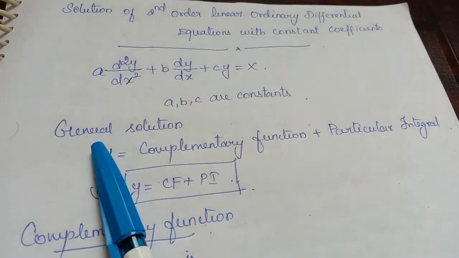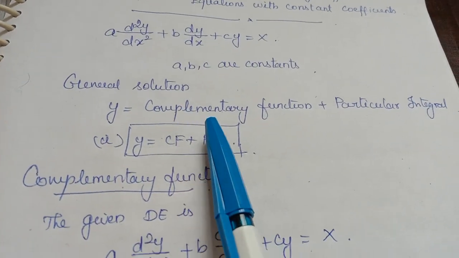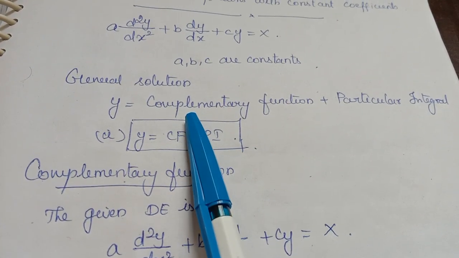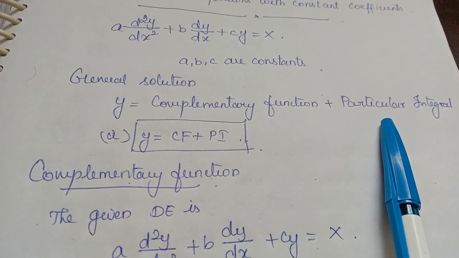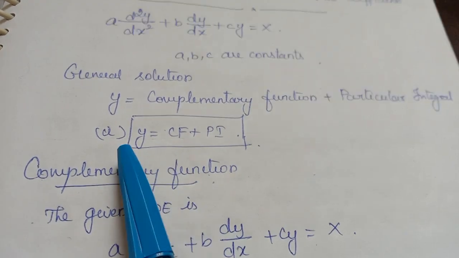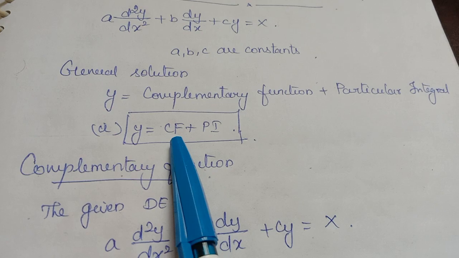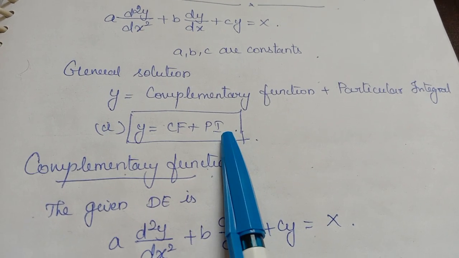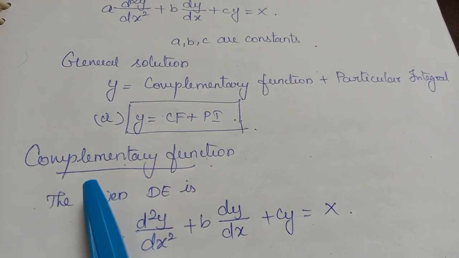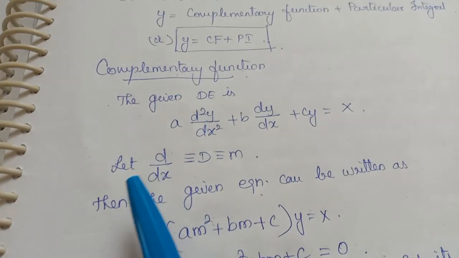Now the general solution for this equation is given by means of two things. One is the complementary function, another one is the particular integral. So the general solution y is equal to complementary function plus particular integral. First let's see how to find the complementary function.